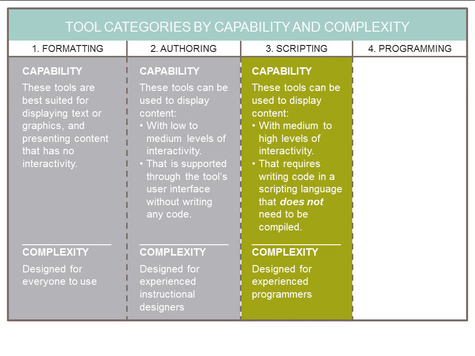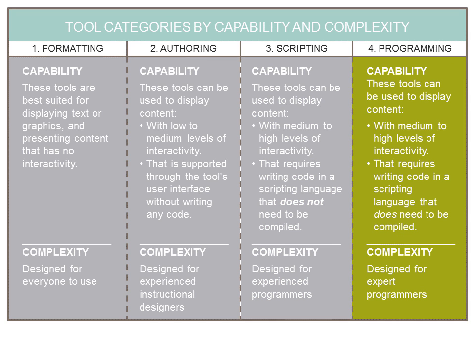If we move up again to level 3, to the scripting level, now we get medium to high levels of interactivity, and these are designed to be used by an experienced programmer. So this might be someone who knows JavaScript, for instance. Then at the very far right, we're looking at the level for an expert programmer, and perhaps the type of person who has a college degree in computer science. These would be tools like Java and Objective-C and C#.